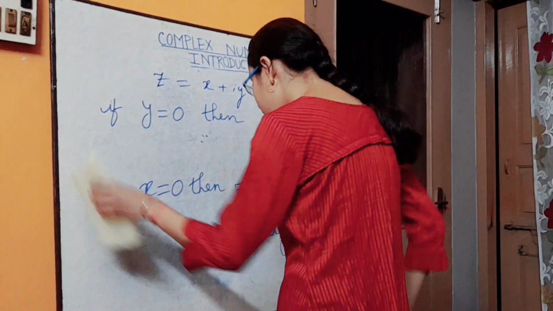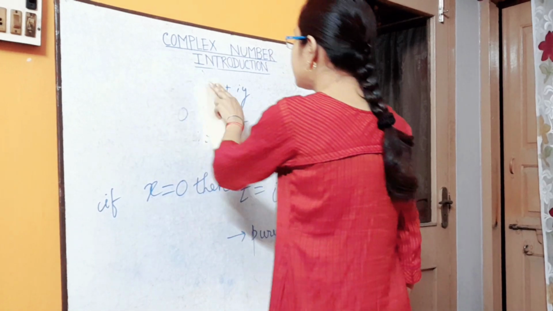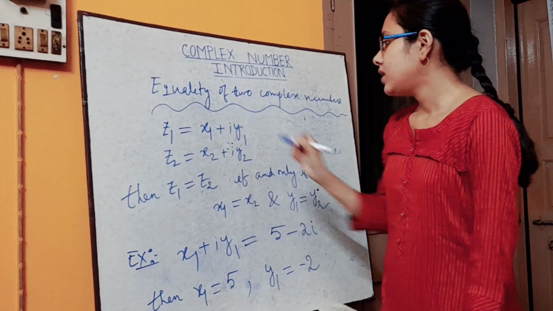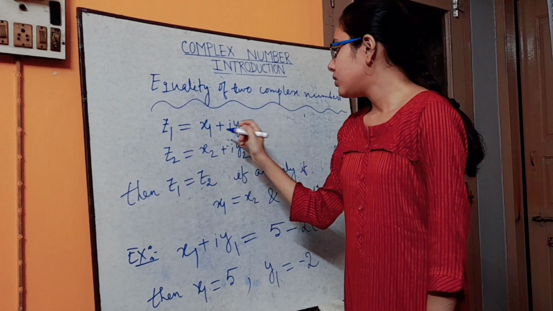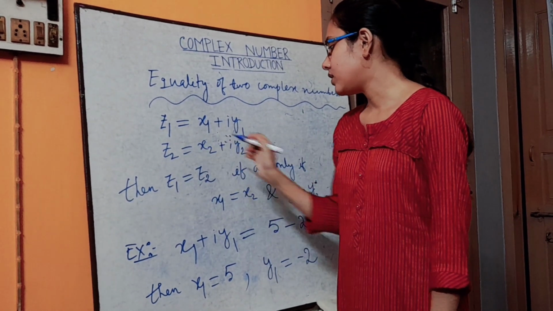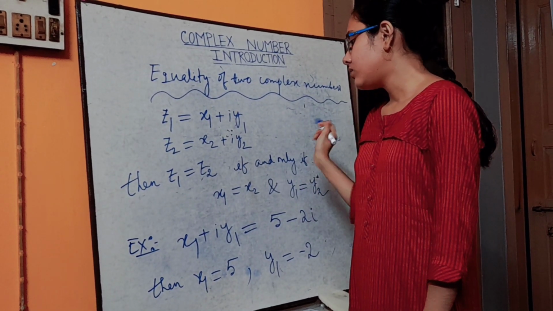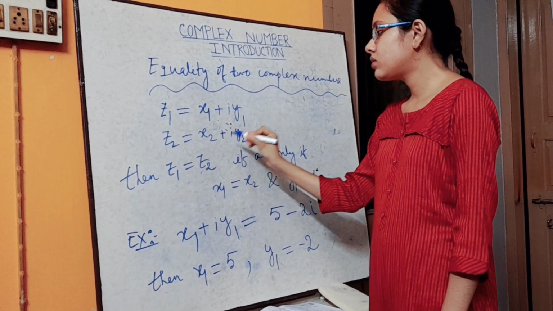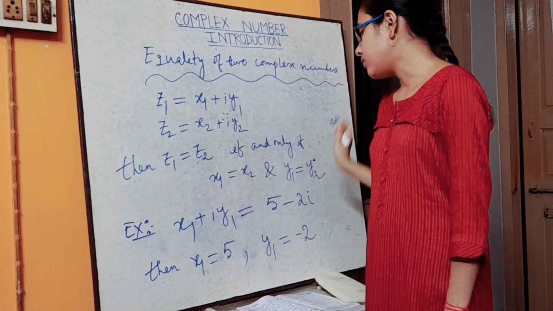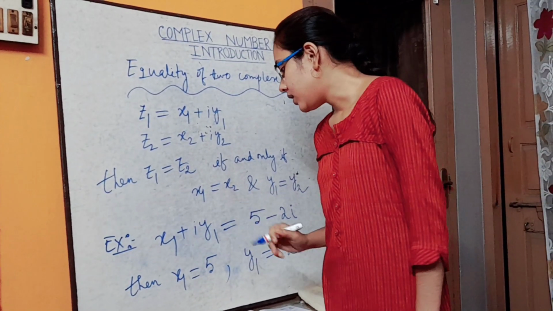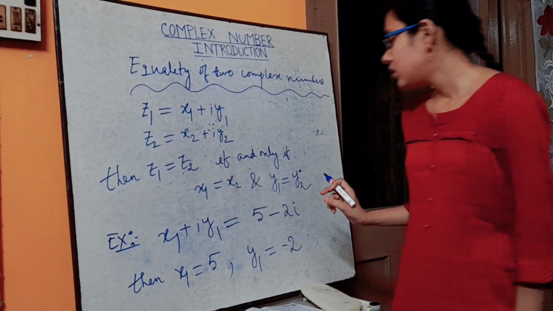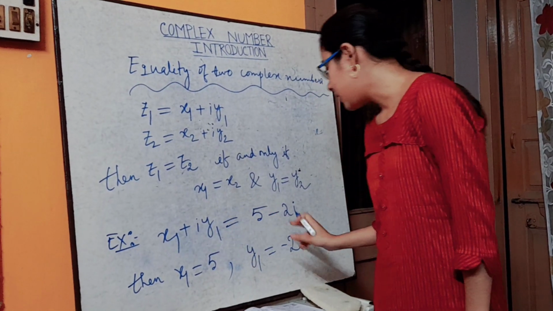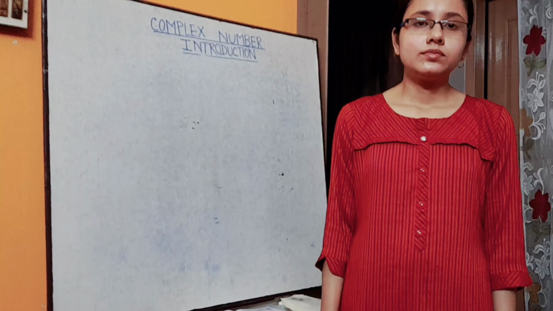Now we will define the equality of two complex numbers. If z1 is one complex number which is x1 plus iota y1, and z2 is equal to x2 plus iota y2, then z1 equals z2 if and only if x1 equals x2 and y1 equals y2. If we consider the example, x1 plus iota y1 equals 5 minus 2 iota, then x1 becomes 5 and y1 becomes minus 2.